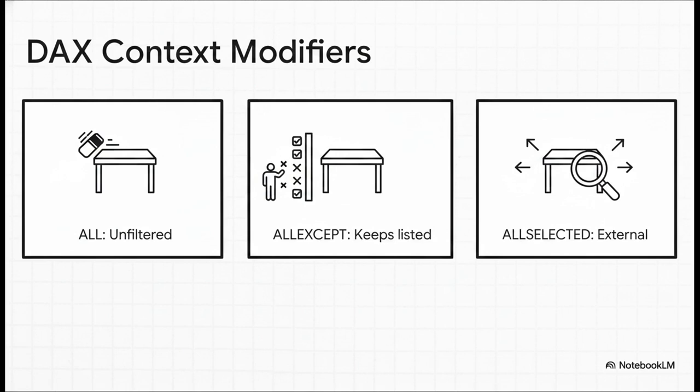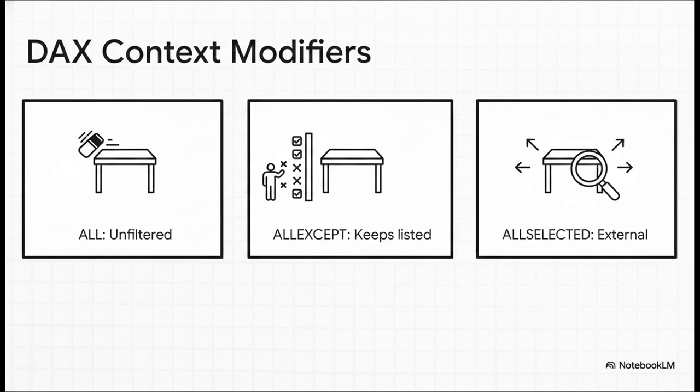Looking at how we control this, the ALL function is basically the nuclear option. It completely removes all filters from a table, giving you a true, raw, unfiltered grand total. ALLEXCEPT does exactly what it says. It removes all filters except for the ones you specifically name.